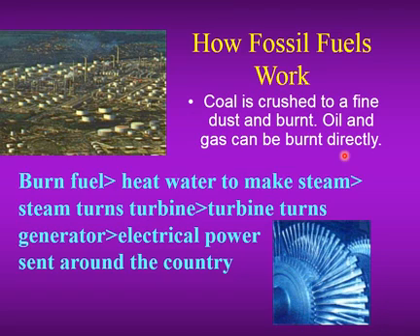Coal is crushed into a fine dust and burnt. Oil and gas can be burned directly. So basically we burn these fossil fuels to get our energy. The basic way of usage is shown in your slide also: we burn the fuel, and because of the burning of the fuel, heat is created. That heat is used to boil the water, or to convert the water into steam.